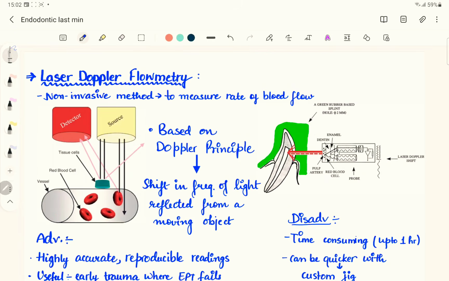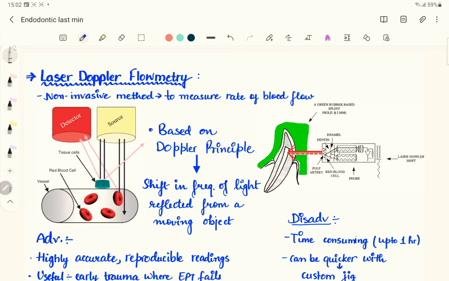So laser Doppler flowmetry works on the Doppler principle. That means it is going to detect the frequency. When the RBCs are moving in the blood vessel, it catches the moving RBCs, and they reflect the light. So that is based on the Doppler principle.